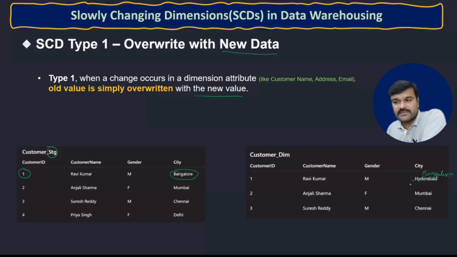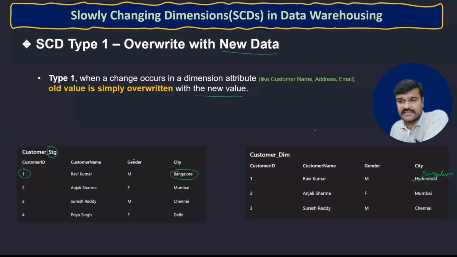So what is actually happening here? You will not get the previous value. If anybody asks what his earlier city was, because it is overwritten, you cannot say Hyderabad. For us it is visible, but once it is overwritten in the database, you cannot get it back.